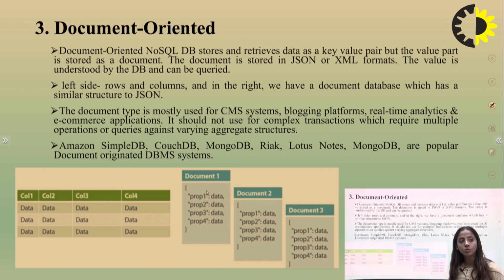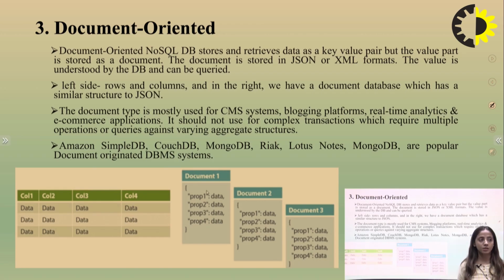It should not be used for complex transactions which require multiple operations or queries against varying aggregate structures. Amazon SimpleDB, CouchDB, MongoDB, Riak, and Lotus Notes are popular document-oriented DBMS systems.